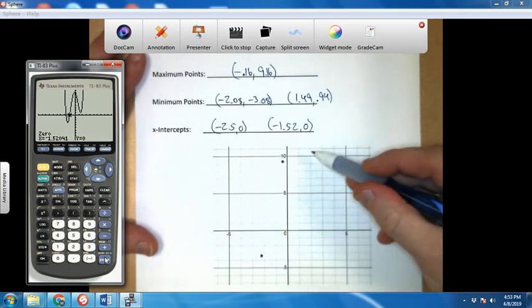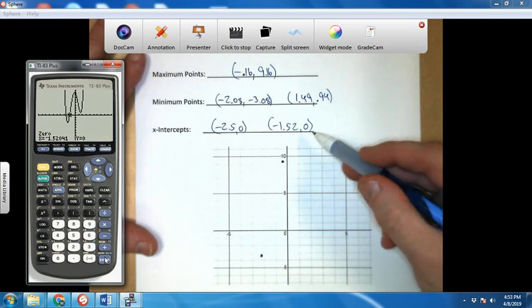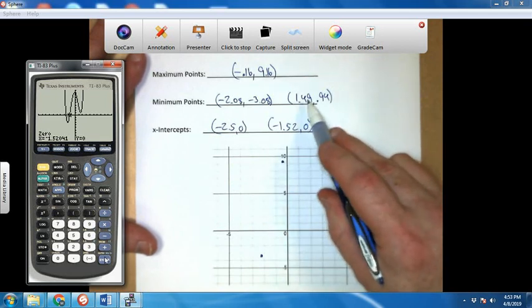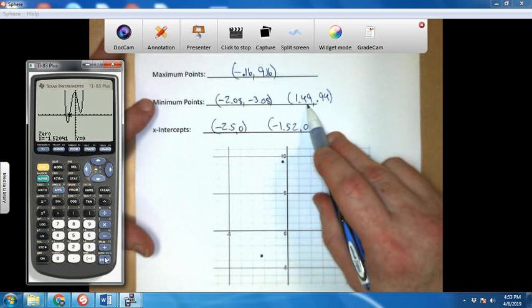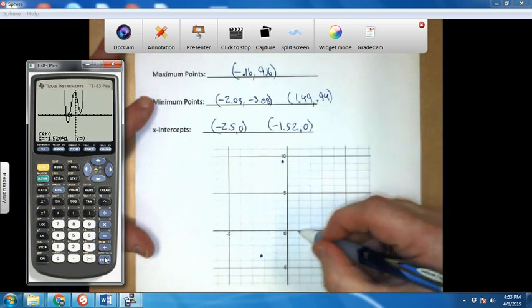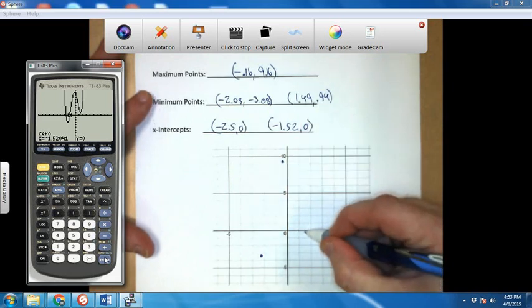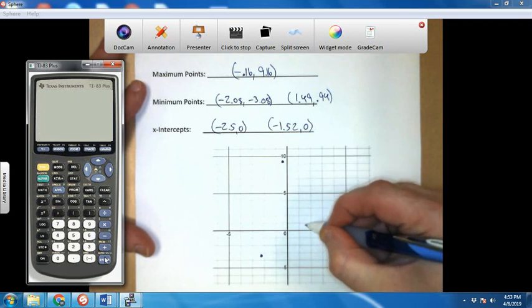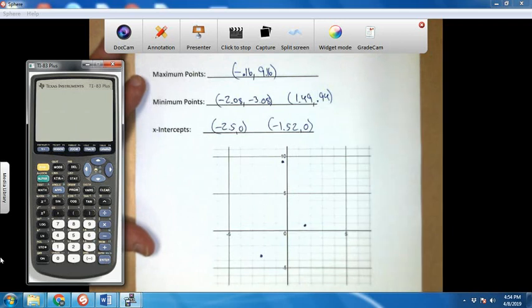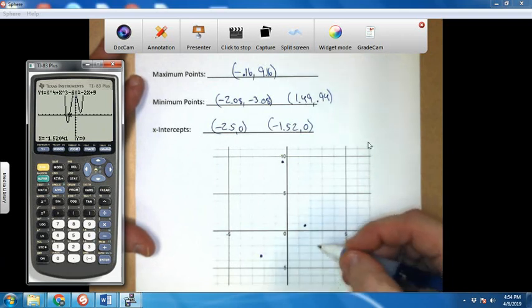I'm going to have a minimum at negative 1.5. I'm sorry, I'm going to have a minimum at positive 1.49, so 1.5, and almost up to 1. So about there. Now this makes sense because I can sort of see that matching on my graph in here. So I got one there, then up top, then down here. What I need to care about now are these intercepts. So negative 2.5 and negative 1.5.